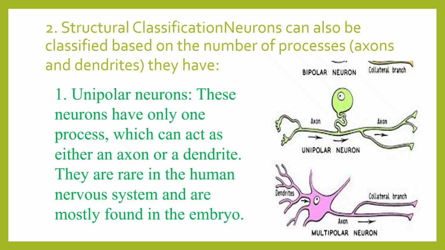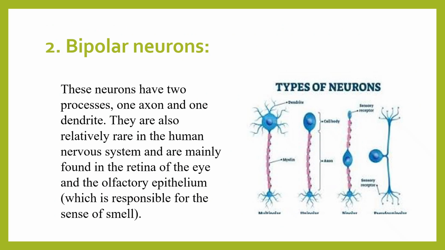So you can see the bipolar. The axons will be sending information from one neuron to another neuron, and multipolar axons also. So bipolar, these neurons have two processes, one axon and one dendrite. They are also relatively rare in the human nervous system, and are mainly found in the retina of the eye and the olfactory epithelium, which is responsible for the sense of smell.